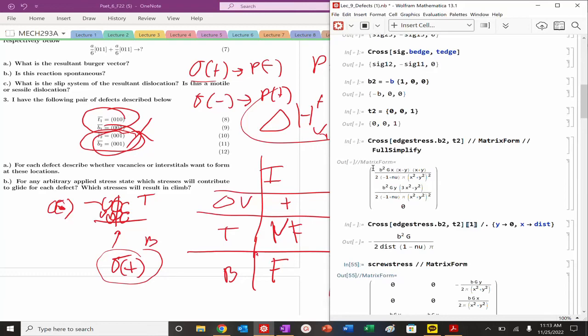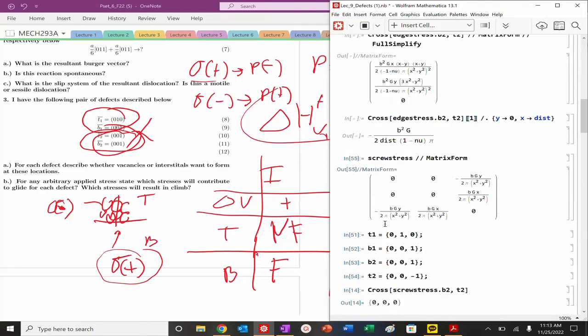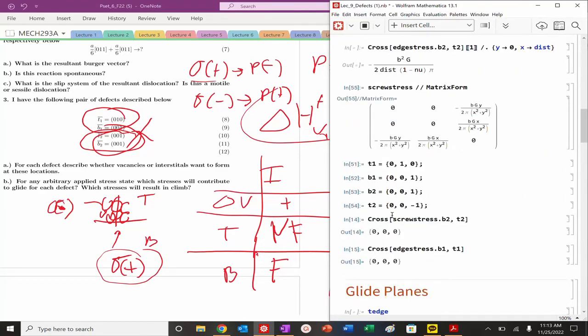let's first just essentially, there's not really going to be glide for the screw stresses, but let's look at what forces will essentially move those defects. That's a better way to frame that problem. So if I do cross sig, and I know that my B2 and T2, I do know it for all of those two. And I'll do sig. So here we go.